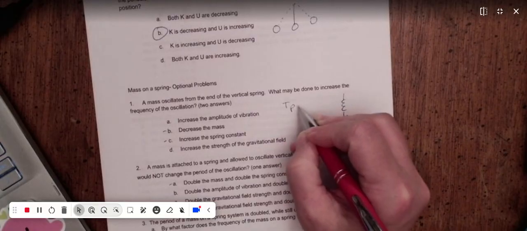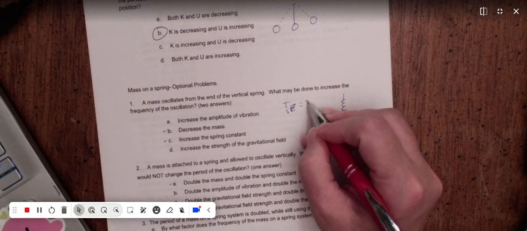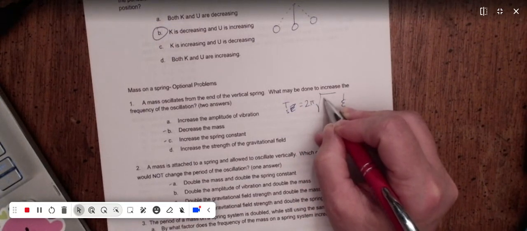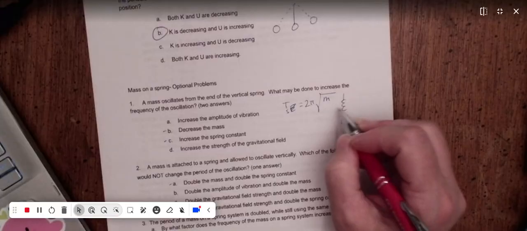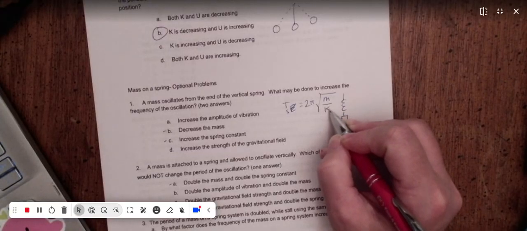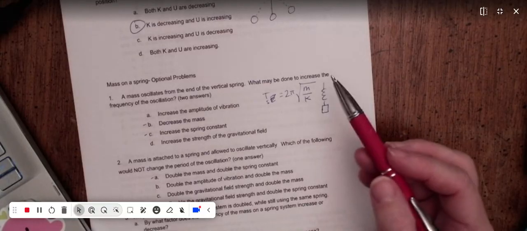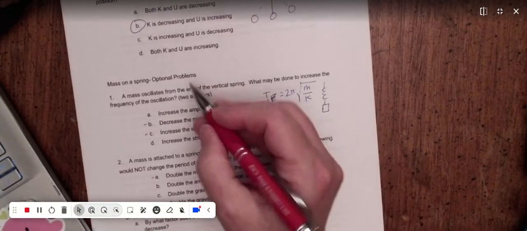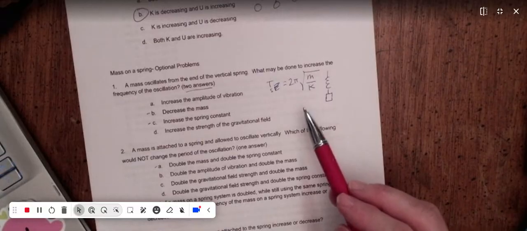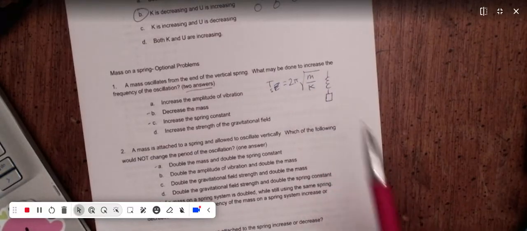The period of a mass on a spring is 2 pi times the square root of m, being the mass value, over k. K is that spring constant. We talked about that when we looked at elastic potential energy. It's a measure of the stiffness of the spring. So if we want to increase frequency, and this tells us we have two answers. Remember, frequency is 1 over period, period's 1 over frequency, so they're related to each other.